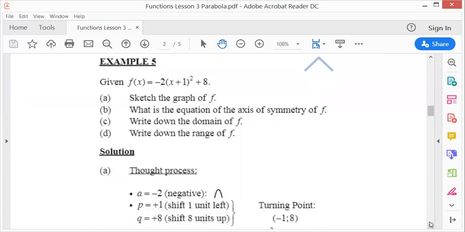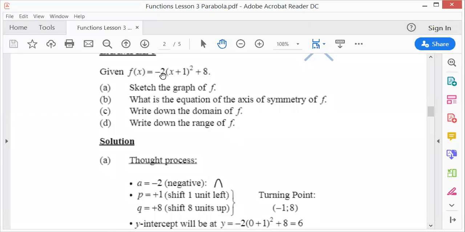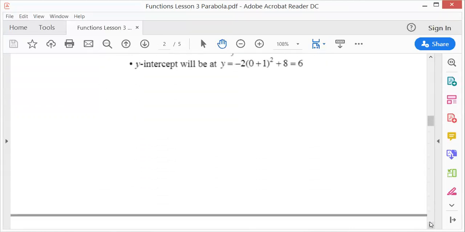Example 5. There's the equation given. So from this equation, you can now gather what is A, what is the turning point, etc. If you must sketch this graph, let's see. First of all, the thought process. A is negative, so the graph will be a frowning face. Then P is a plus 1, so the graph will shift once to the left, and Q is 8. So the turning point is at minus 1 and 8. For the y-intercept, we just make x 0, and we get the y-intercept, which is 6.